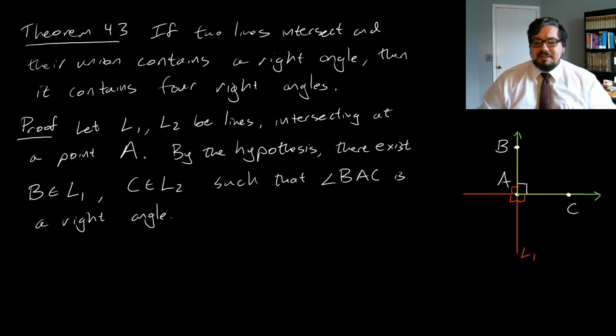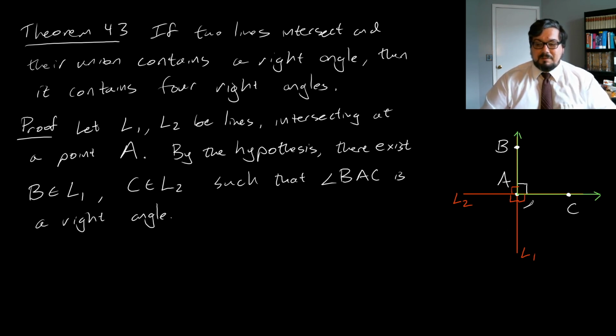However, now that we've given these things labels, we want to make sure to keep them straight. So the point B has to lie on the line L1. That's what we said. The point C lies on the line L2. That's also what we said. And A is their intersection. And we're told that the angle BAC is a right angle. And we're going to try to show that there are 3 other right angles here, which means we need some way of describing these other angles in the union of these lines, which means we need points to describe them.